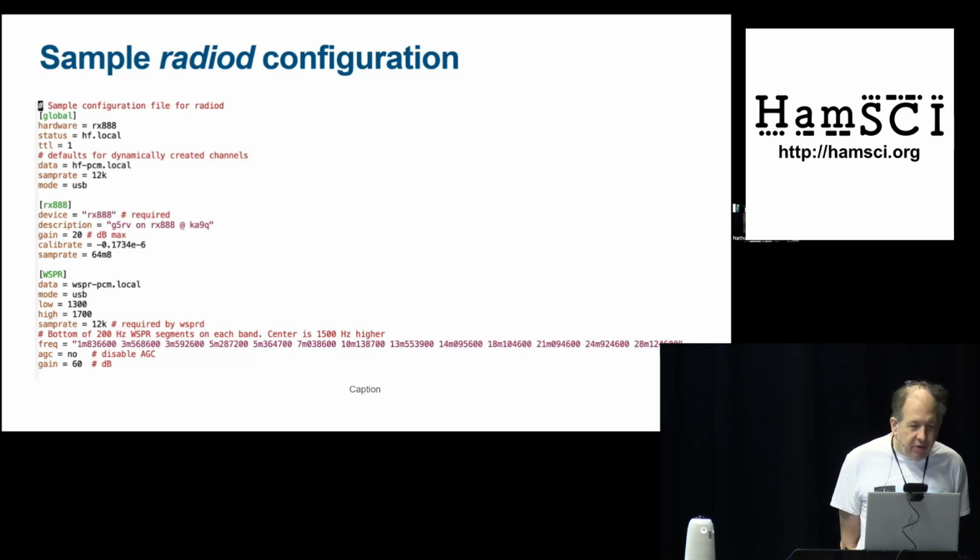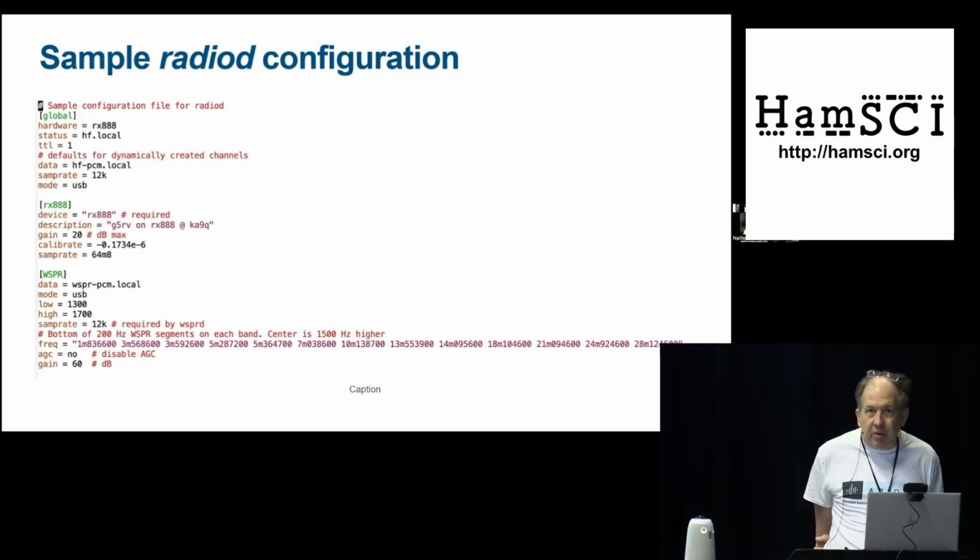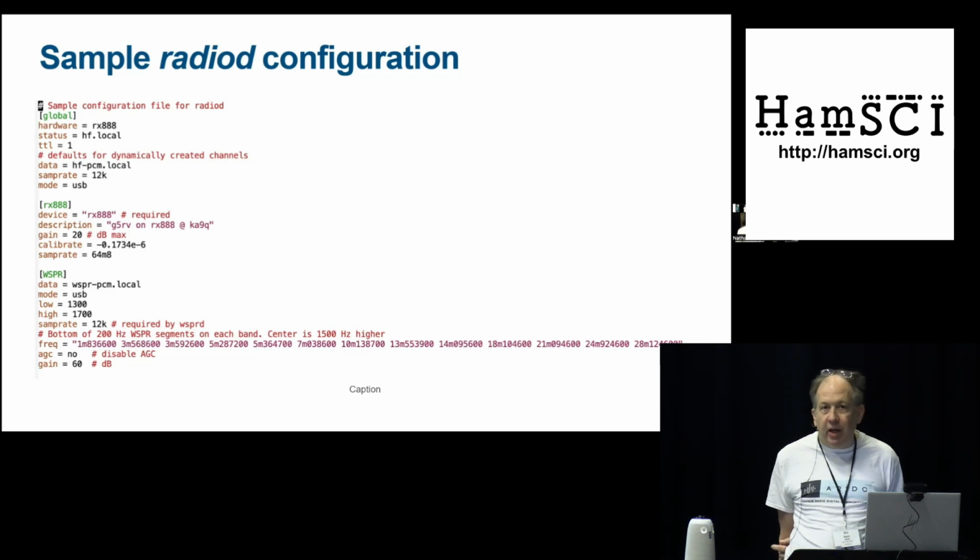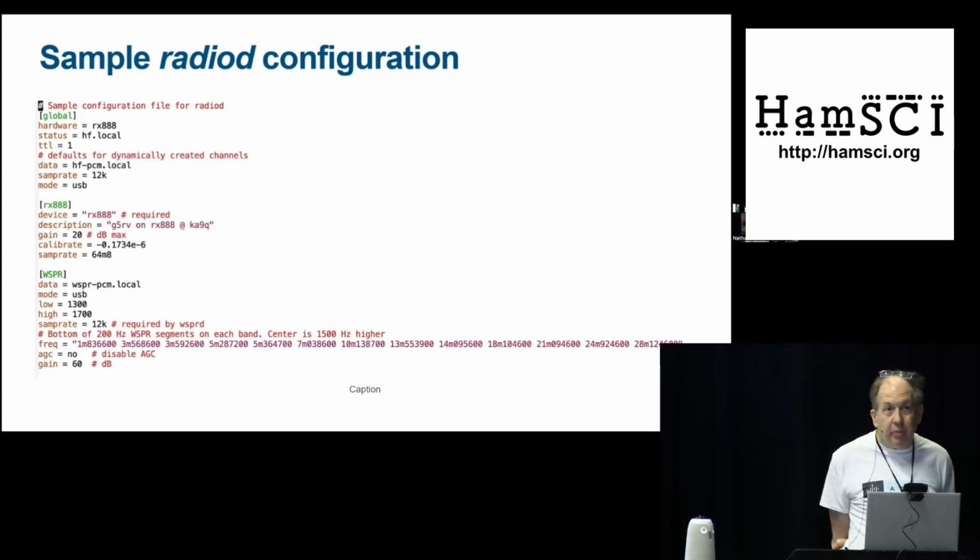Now, a third section defines the static channels, in this case for a Whisper network, Whisper reception station. So it defines the DNS name of the output stream, the mode, and the frequency limits that you want, filter between 1300 and 1700 hertz, the output sample rate you want, and then a list of frequencies. And these are all the frequencies that Whisper uses on 160 through 10 meters. In the case of Whisper, they like to have constant gain. They like to be able to measure their own noise source.